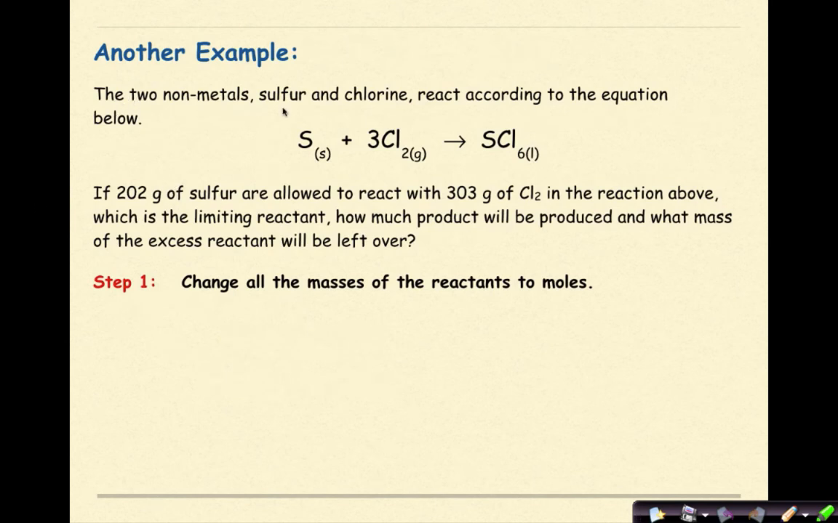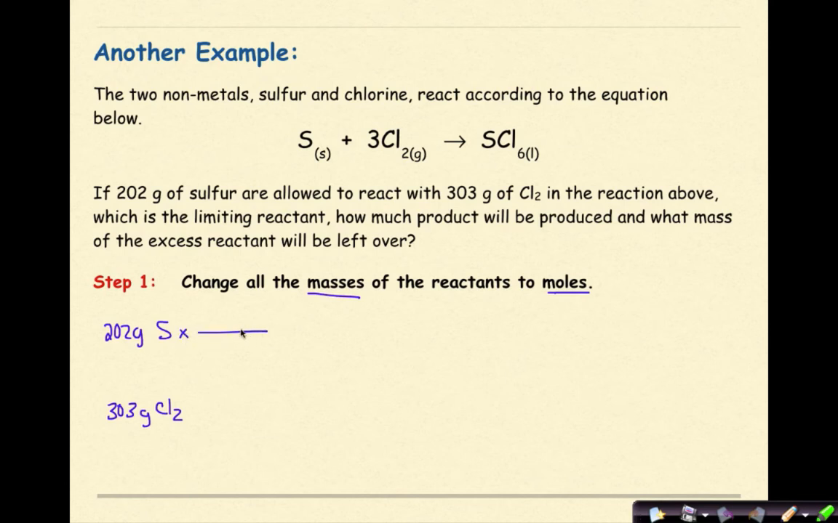The two nonmetals, sulfur and chlorine, react according to the equation below. If 202 grams of sulfur are allowed to react with 303 grams of Cl2 in the reaction above, which is the limiting reactant, how much product will be produced, and what mass of excess reactant will be left over? So the format of this question will be exactly the same as what we just did. So our first step here is to change all of the masses of the reactants to moles. So I have 202 grams of sulfur, and I have 303 grams of Cl2.